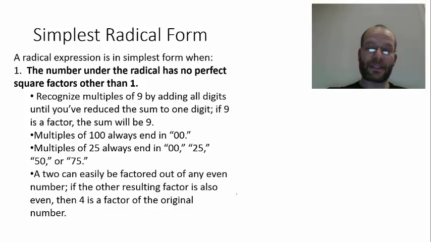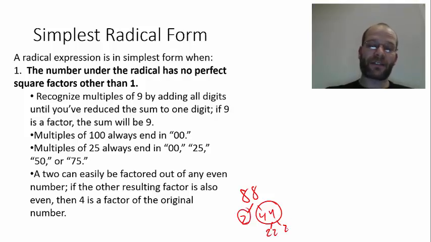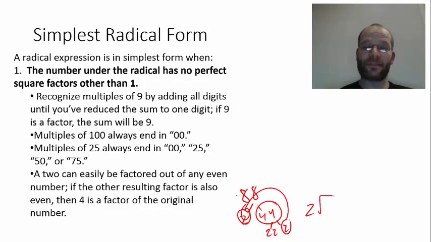So for instance, if we were to take the number 88 and factor the 2 out, we end up with 2 times 44. Because 44 is an even number, we can be sure there's another factor of 2 in there, 22 times 2, and we can factor this perfect square 4 out as a 2 in front of the radical. It would end up looking like this, 2 square root of 22. So those are some tips that help us to find those factors a little bit easier.